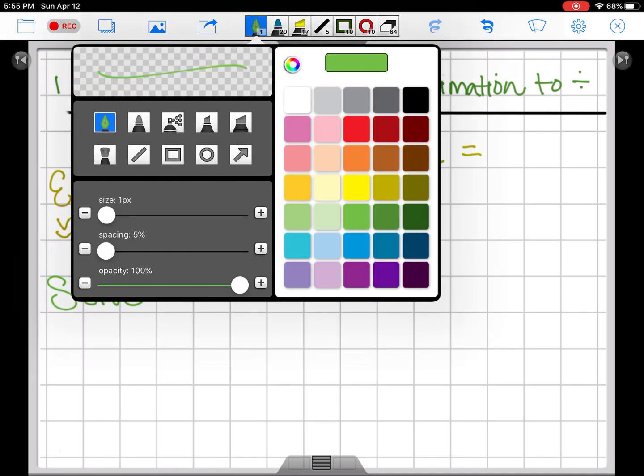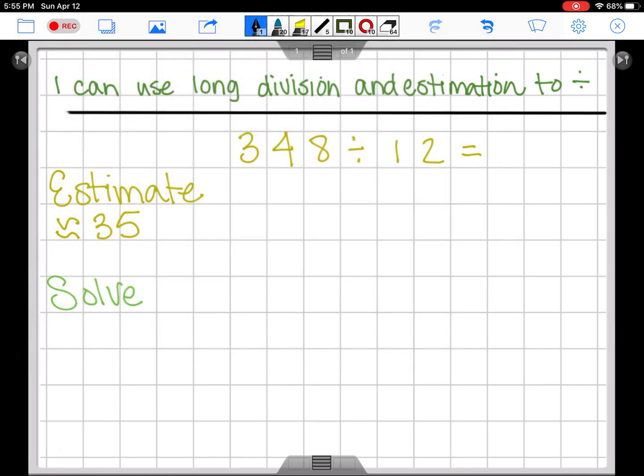You guys may have noticed I have this funky line up here at the top. So I am going to actually turn that into a little number line with 35 right in the middle because I know my number is going to be about 35. So that means that it could be anywhere near 35.